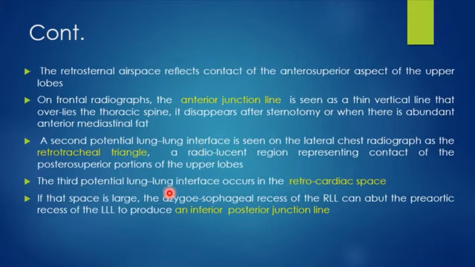A second potential lung-lung interface is seen on the lateral chest radiograph as the retrotracheal triangle, a radiolucent region representing contact of the posterior superior portions of the upper lobes. The third potential lung-lung interface occurs in the retrocardiac space. If that space is large, the esophageal recesses of the right lower lobe can be seen. The pre-aortic recess can abut the pre-aortic recess of the left lower lobe to produce an inferior posterior junction line.